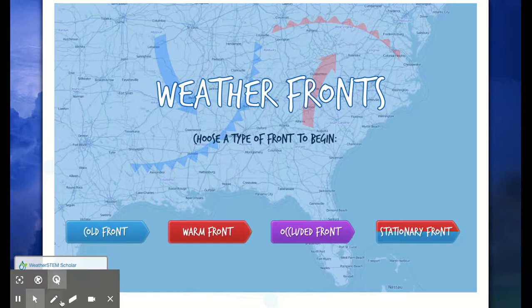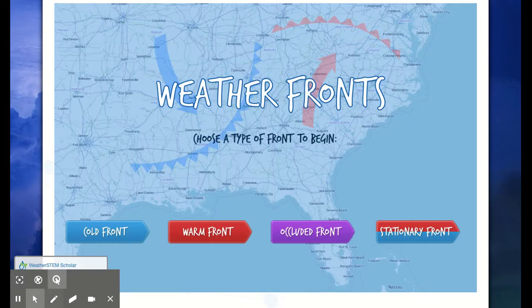So, first of all, just as a review, the word front is a boundary where two different, the key word is different, air masses meet. So at a front, different air masses meet each other, and air masses that are different don't get along. The different temperatures and pressures and humidities, when they make contact, it's kind of like a battle.